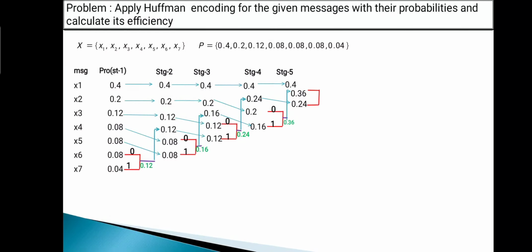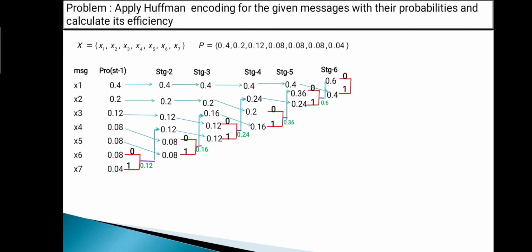Consider the last two probabilities, that is 0.36 and 0.24, assign a binary 0 and binary 1 and add these two probabilities. So we get that as 0.6. Arrange the probabilities in descending order. So I have 0.6 and 0.4. Consider these two probabilities, assign a binary 0 and binary 1. So I can stop the procedure at this stage as I don't have further repetition. I have only two probabilities in stage 6, so I can stop the procedure.